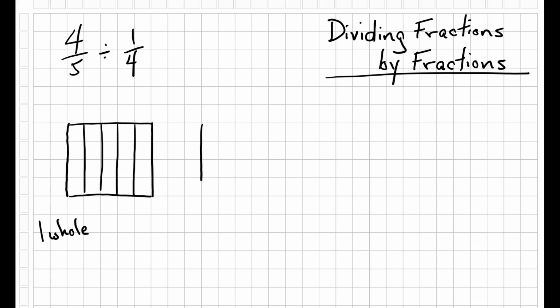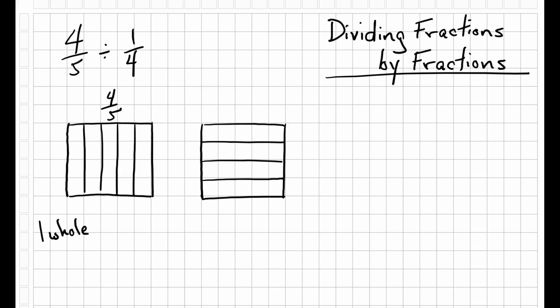If I draw another 4 by 5 box right here, notice if I divide this box up like this, each one of these horizontal groups of boxes represents 1/4. So this box here, this is what we're going to use to represent our 4/5, and this is going to represent 1/4.